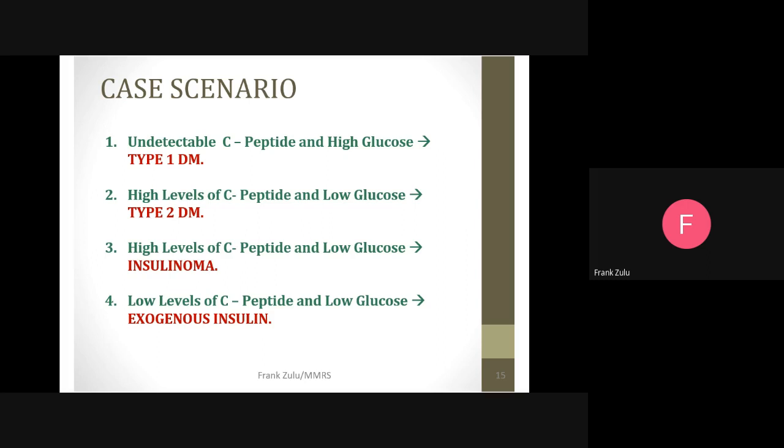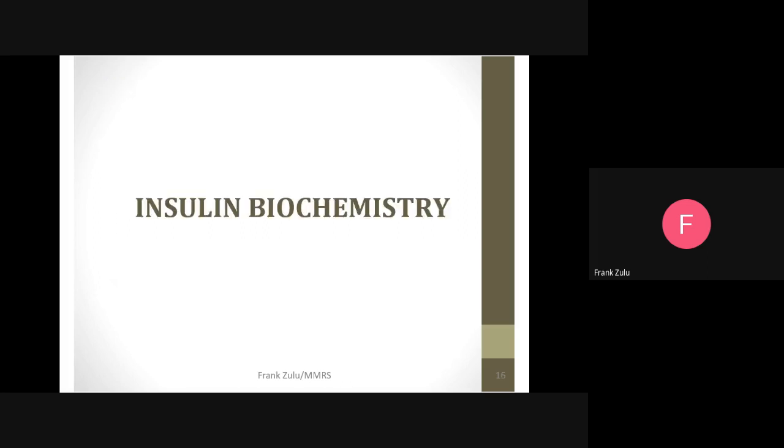It means someone took up or was injected with insulin or a drug. Whenever you have everything low, it means that person took up exogenous insulin. Exogenous insulin is the insulin that is not produced by the body. Maybe it was given as a drug. So these are the four scenarios, and I want you to remember them, not only for your third year, but even when you become 5th years, 6th years or 7th years, when you start managing your patients. All right. Any questions?